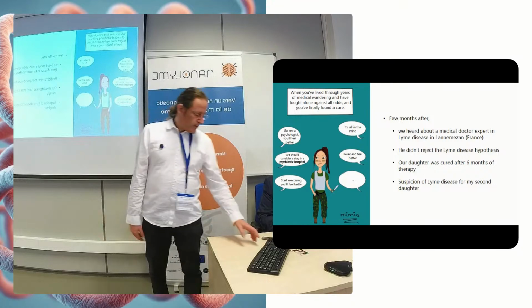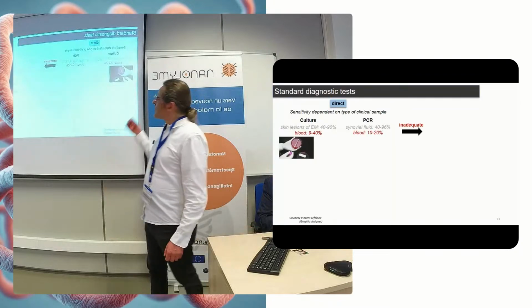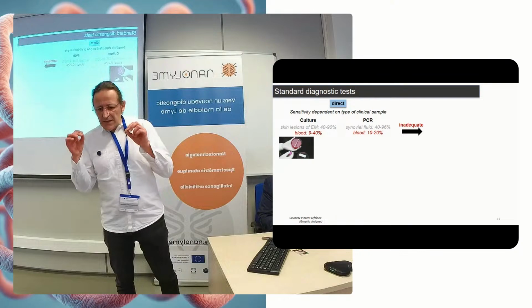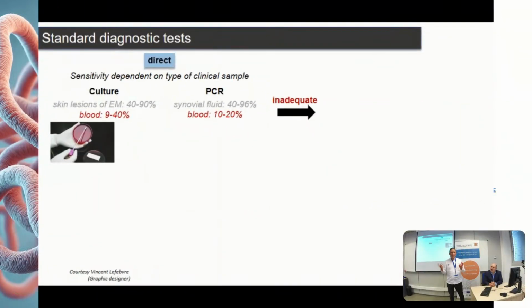And so I said, okay, we need to do something. This led me to take an interest in the tests themselves. Just a few words on the test. There are 2 kinds of tests. The first is the direct test, culture, growing the bacteria, or PCR. But as you can see here, they are not very efficient for blood, only 10%, 20%. This is not what is used by the medical doctors.